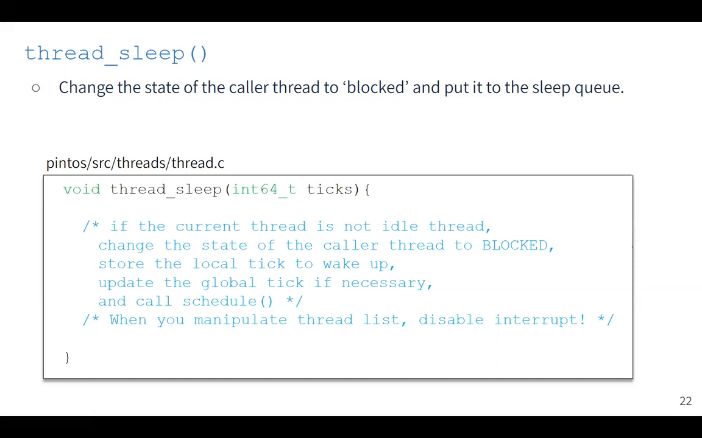And when you manipulate the thread list, you should always disable the interrupt, because the thread list is an important data structure that is shared amongst many threads. So if it gets messed up because of any synchronization issues, it will really mess up the code.